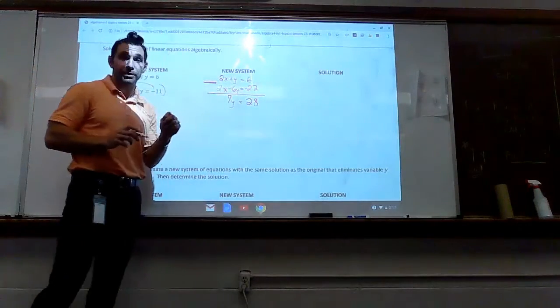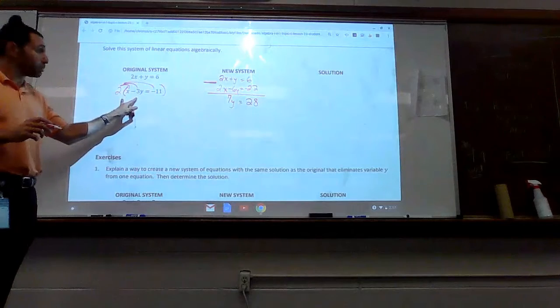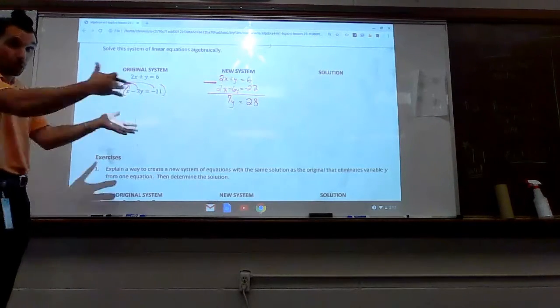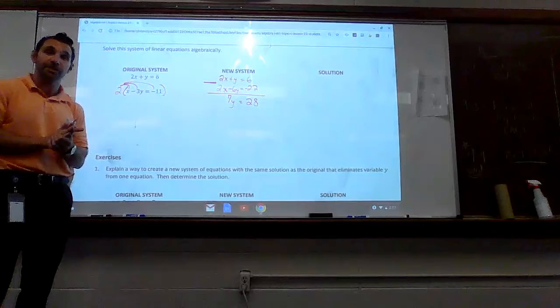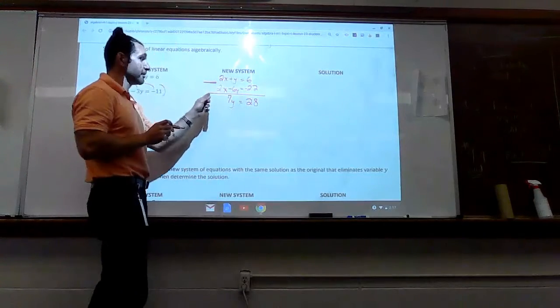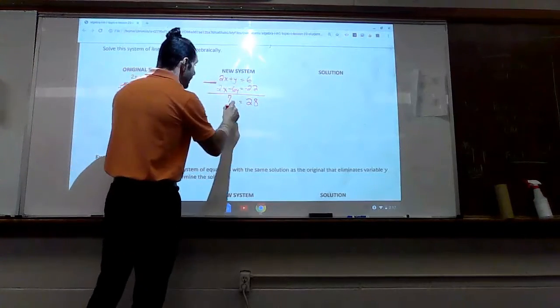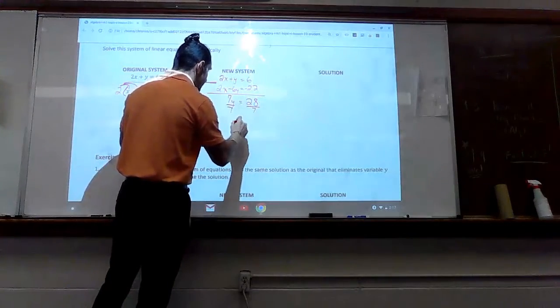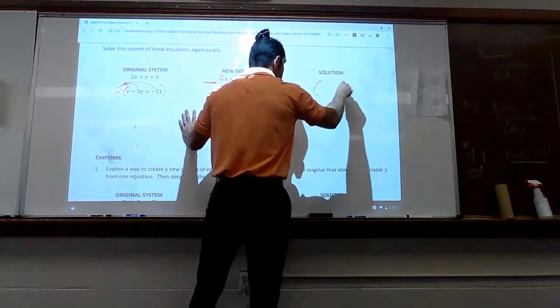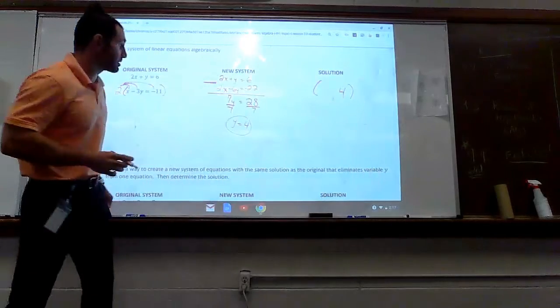I've used two properties. I've used the multiplicative property, which is just saying, hey, if I multiply the whole equation by something, it doesn't really change the equation. It makes it equivalent. Then I've used the additive inverse to eliminate the x's, and now I can use the multiplicative inverse to solve for y. So I already have part of my solution. My y value for this system is 4.